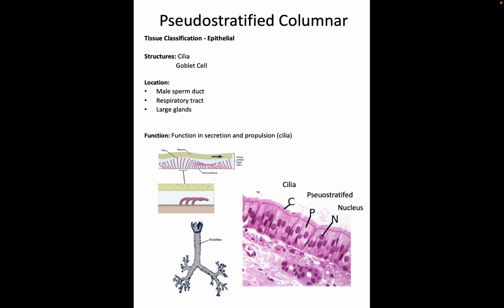Oftentimes the pseudostratified columnar epithelial tissue can also be ciliated, meaning it has cilia on the surface. If you look at this histological image, you see this kind of border on the top. These little hair-like structures are the cilia. You can find these in different glands. You find them in the male sperm tract to help propel and move along sperm, and you can also find these in the respiratory tract to help move up mucus and things from the trachea.